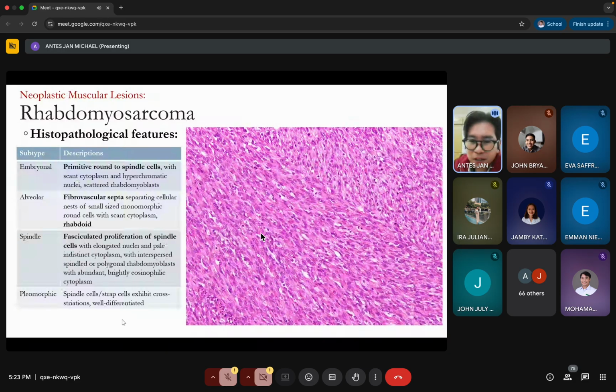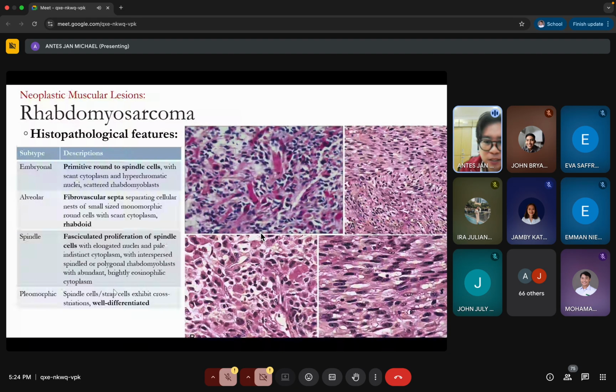Now this is spindle. You don't see any round cells, you don't see any fibrovascular septa. All you can see is the spindle cells. And it looks similar to a leiomyoma because of its fasciculation. It's a fasciculated proliferation of the spindle cells. That's why you really need to do some IHC right here. Otherwise, you're going to misdiagnose. Spindle cell rhabdomyosarcoma is sometimes mistaken as leiomyoma or leiomyosarcoma. That's why you need to really do IHC here.